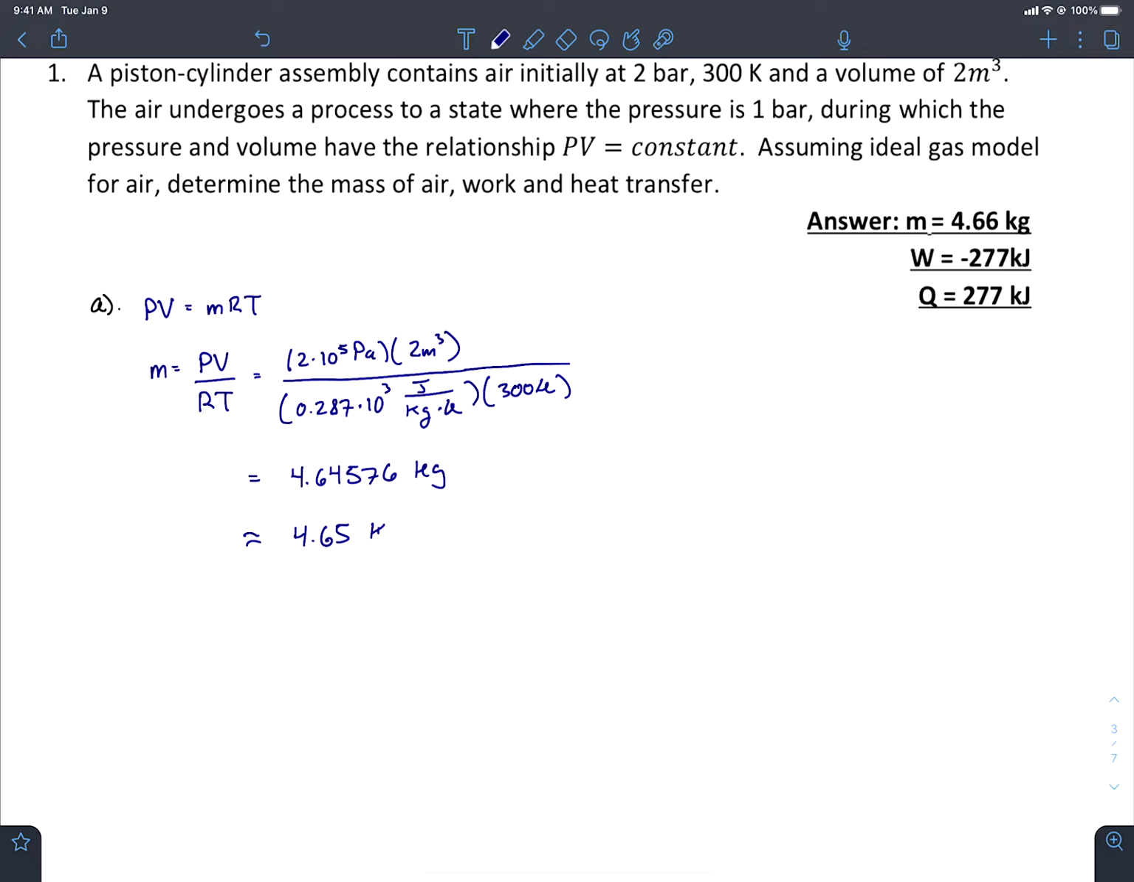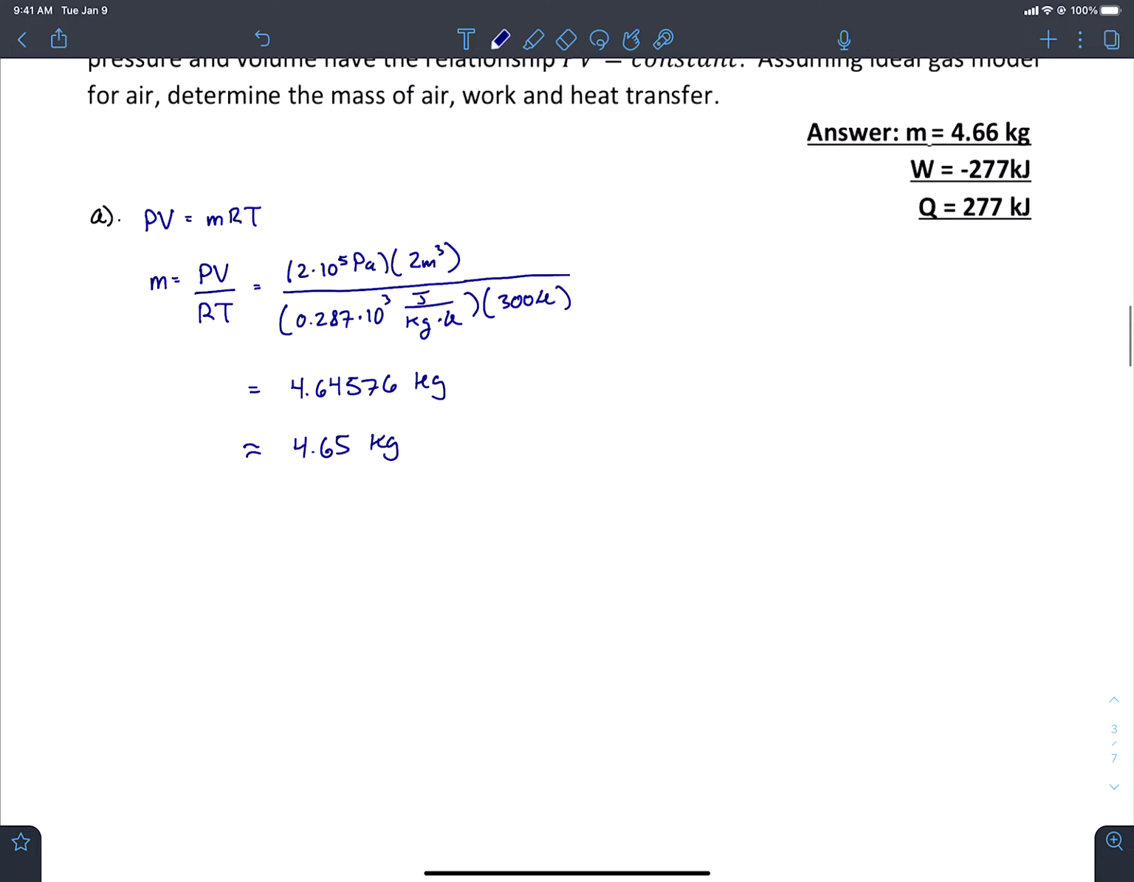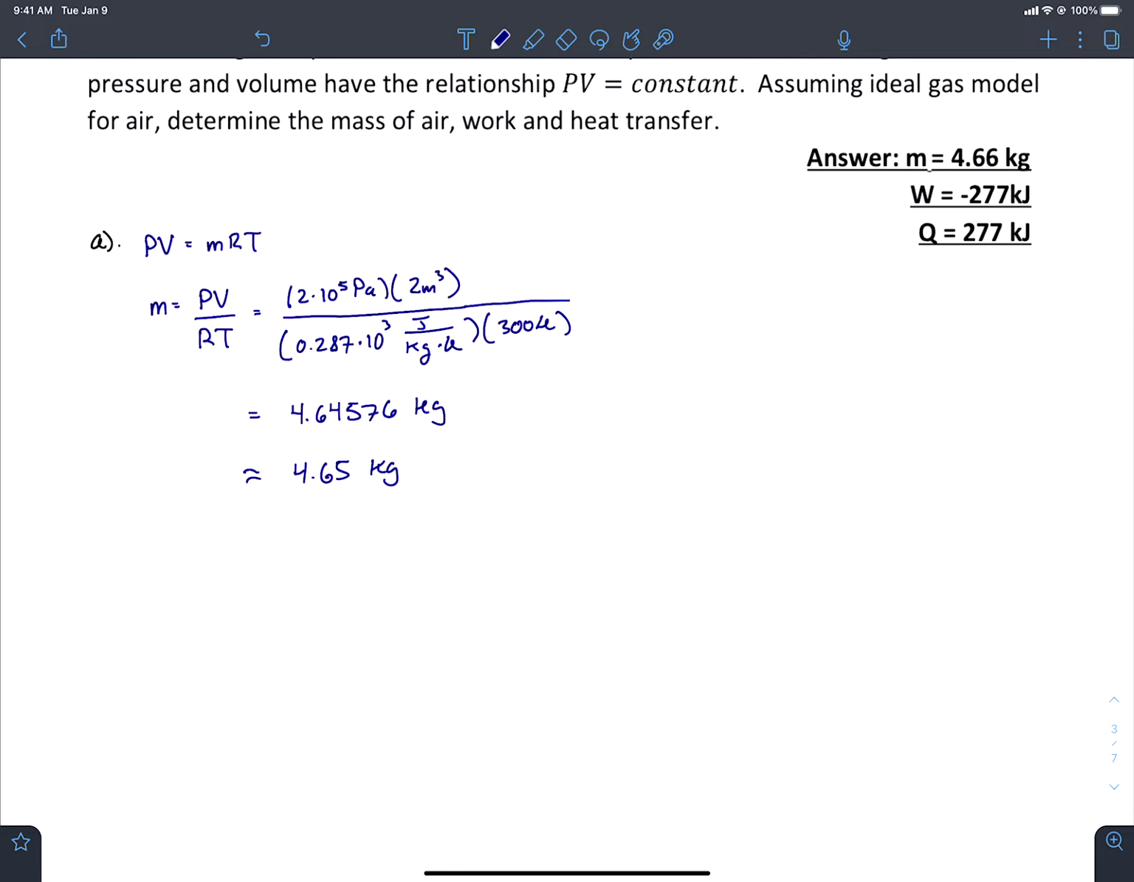4.65. I know that the answer to the question is 4.66, but I'm not sure if the TA who made this question rounded up with one of the terms or not. But anyway, that was pretty straightforward, just like we have been doing. So the next thing we want to do is calculate the work.